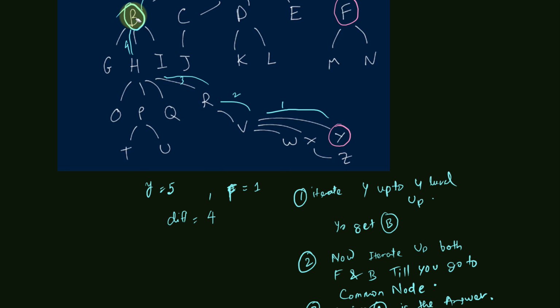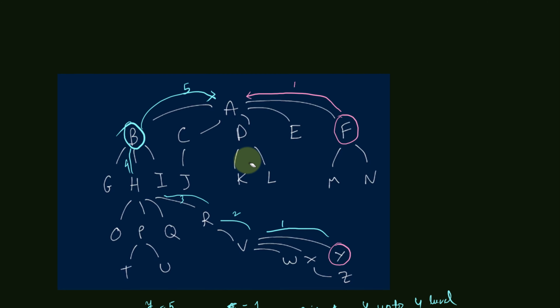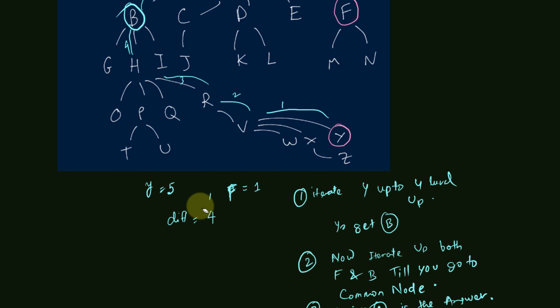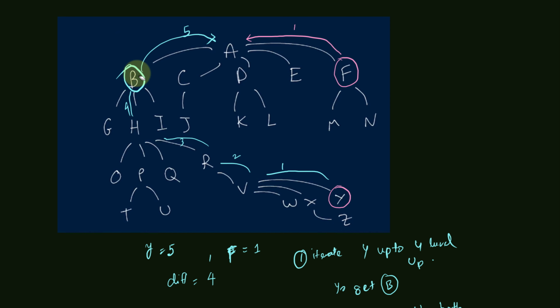Once I arrive at B, it will be at the same level as F, because we already calculated the difference, which is 4. So from B I'll go 1 level up, F goes 1 level up, and you will arrive at a node which is common to them, which is A. So the answer is A. So for Y and F, the youngest common ancestor is A.